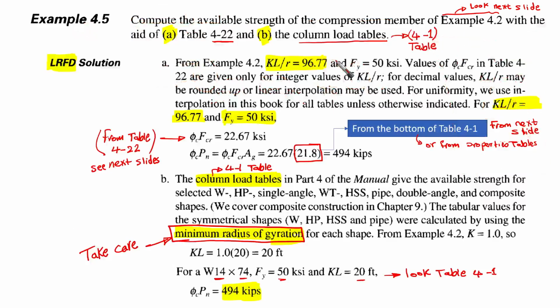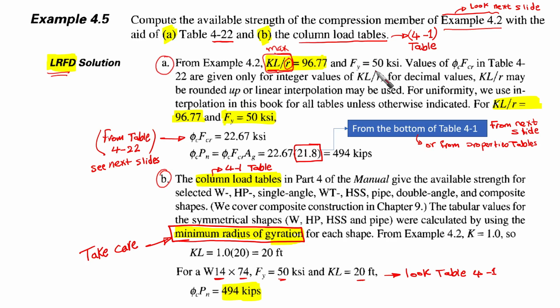Okay, let's go back again. So now we know everything about our element. Let's start with the LRFD, and we are going to use, as we said, two different approaches, one of table 4-22 and the other table 4-1. From the previous example, we said that the maximum KL over R. Take care, we are talking here about the maximum. When you calculate, you should calculate with the minimum value of r. This is in order to give you the maximum slenderness ratio, as we said before.